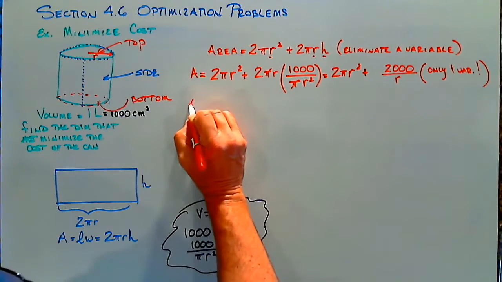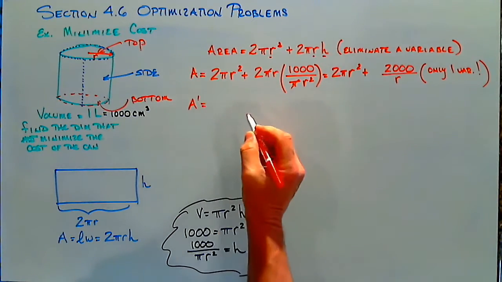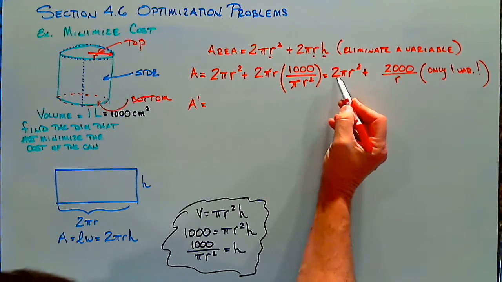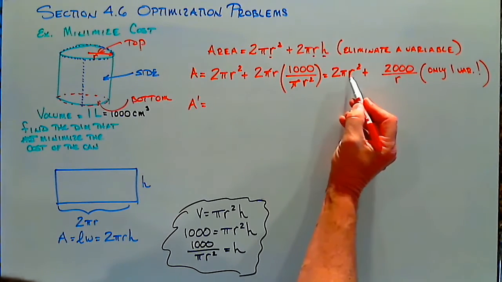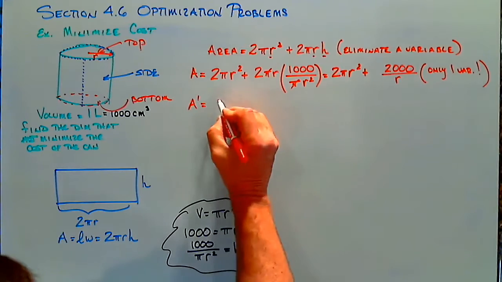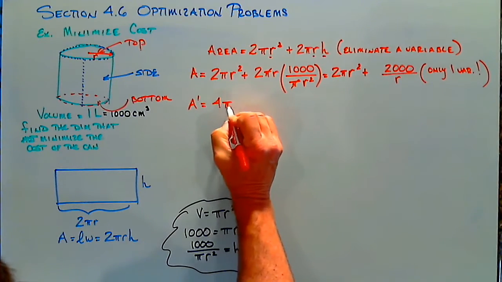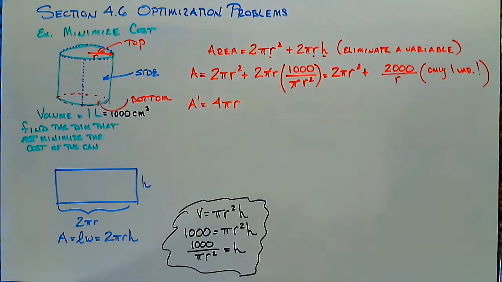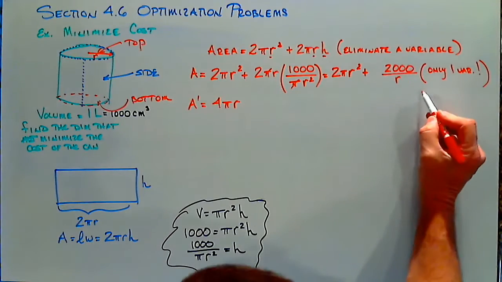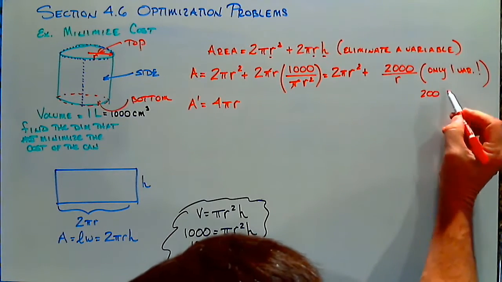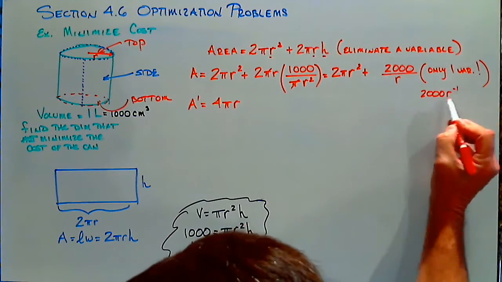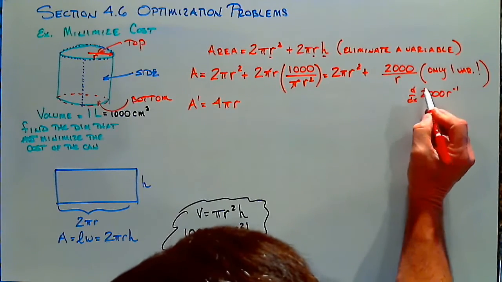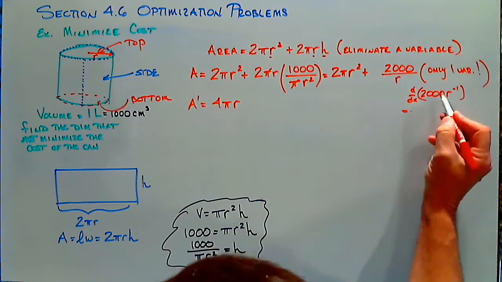So what are we left with? We have A prime equals, we take the derivative here, right? Remember 2 pi is a constant, so we're just going to take the derivative of r squared. That's going to give us 4 pi r to the first power. Now over here we have, if we just jot this down, this is 2,000 r to the negative 1. We're trying to take the derivative of that, aren't we? And if we do that, what do we get?